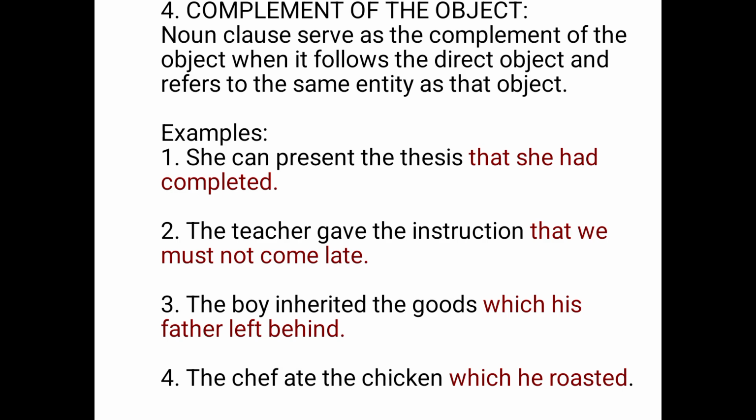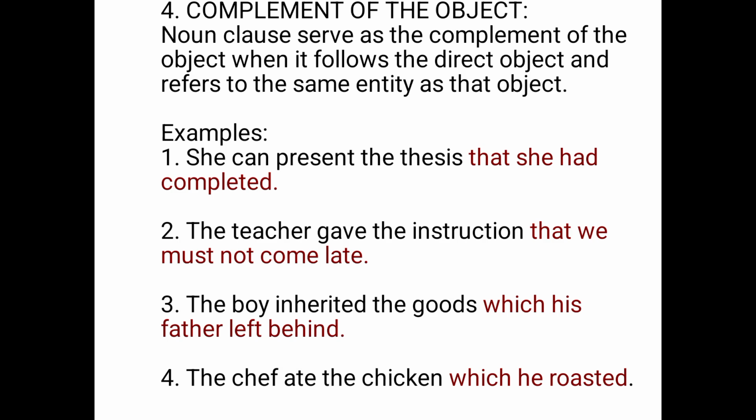She can present the thesis that she had completed. What is the object there? The thesis. So the noun clause is completing that object. She can present the thesis that she had completed. So if you look at it very well, that she had completed is completing that object, the thesis.